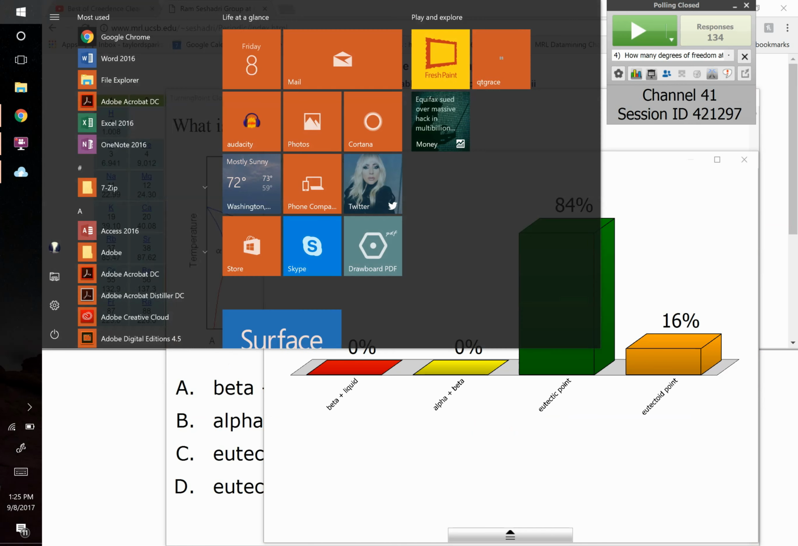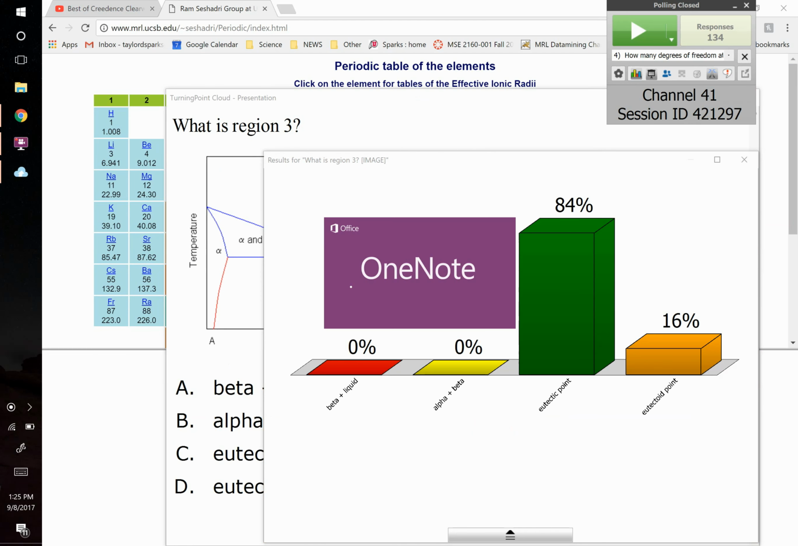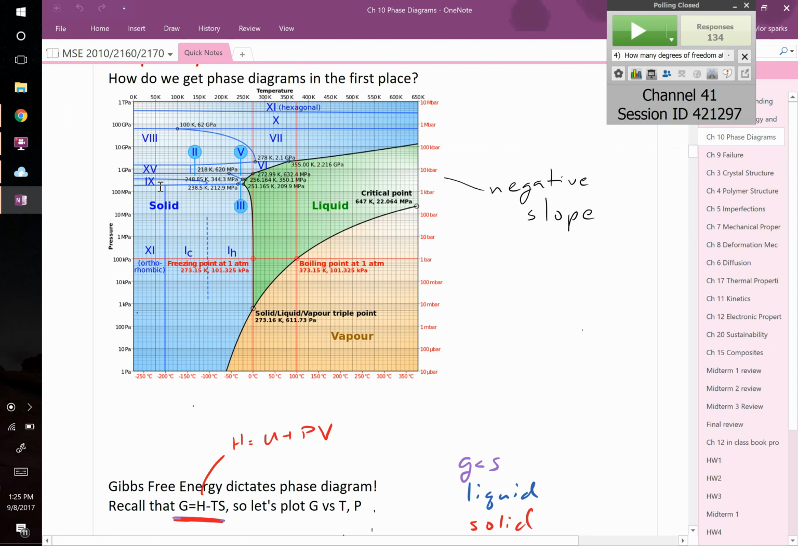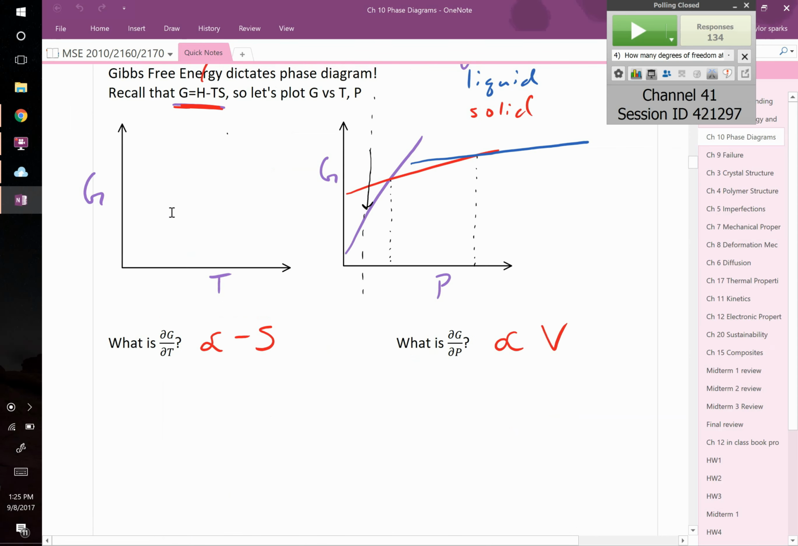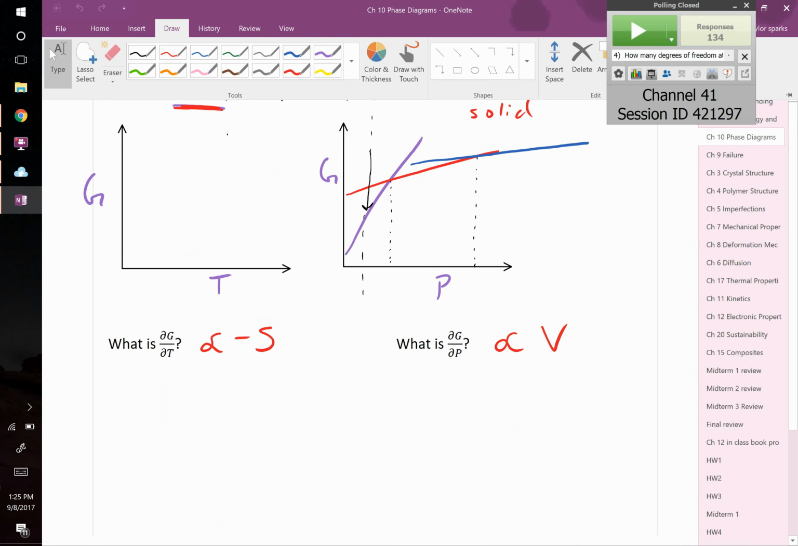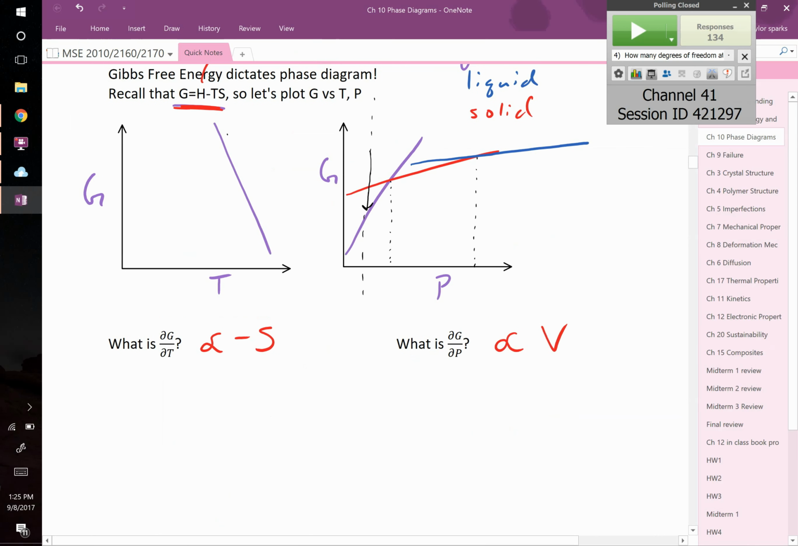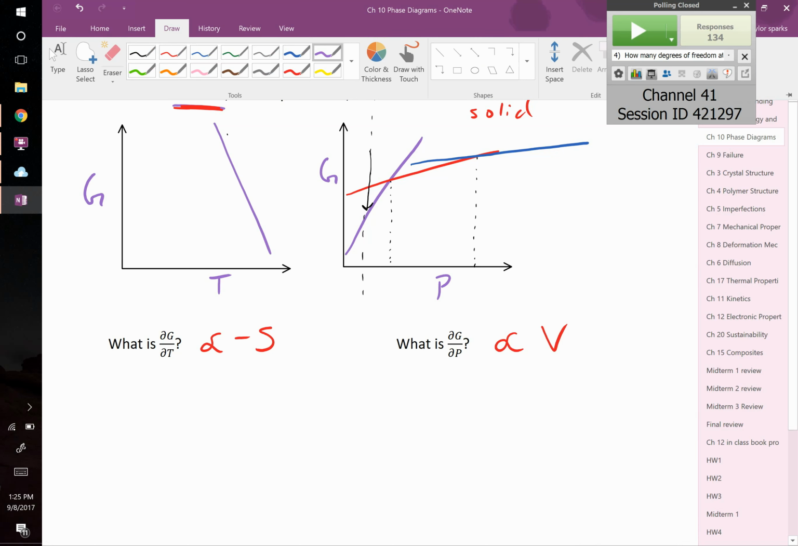Where did it go? And it's back. But our lines are gone. All right. Thank you for that, Microsoft.